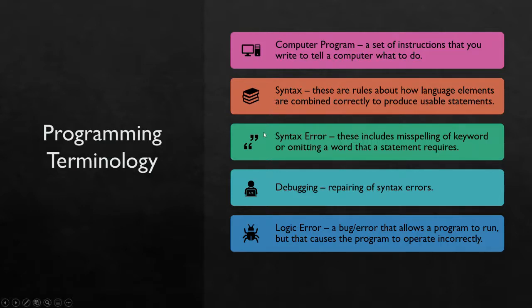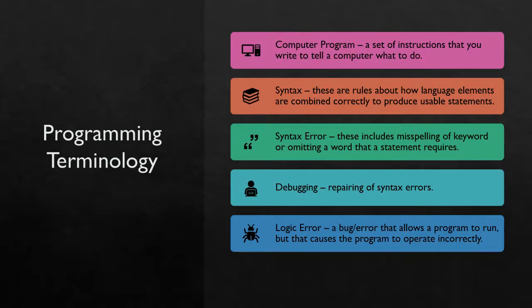Now, we also have the syntax error. This includes misspelling of a keyword or omitting a word that a statement requires. So, for example, when you try to write a code and you forgot to write the semicolon, that is already an example of a syntax error because in most programming languages, especially in Java, they require that each line of the code have a semicolon. So when you omit or forget the semicolon there, that would already produce an error, and that is what we call the syntax error.